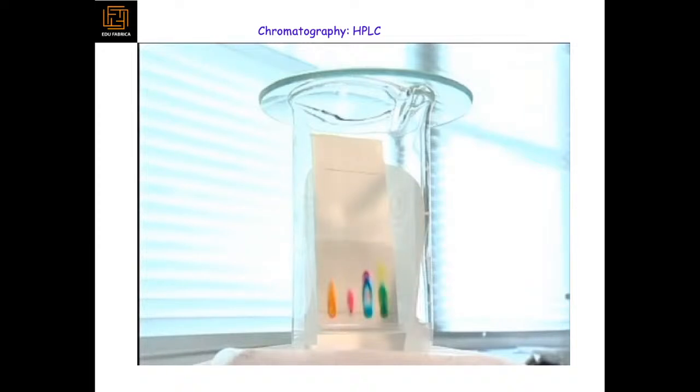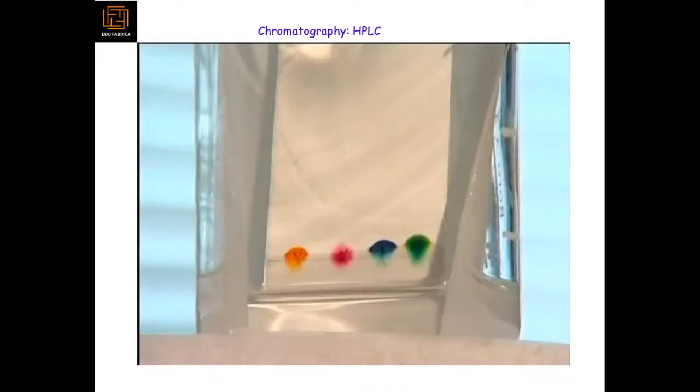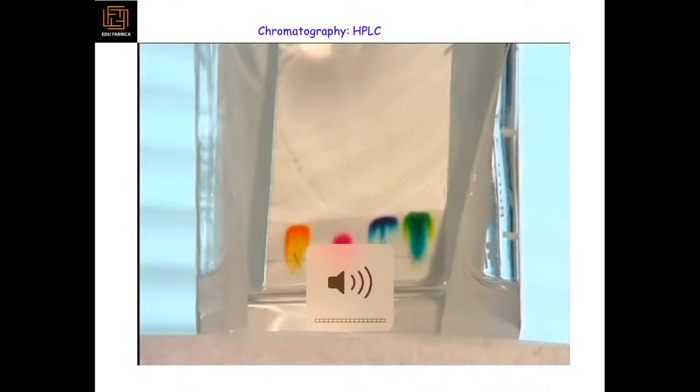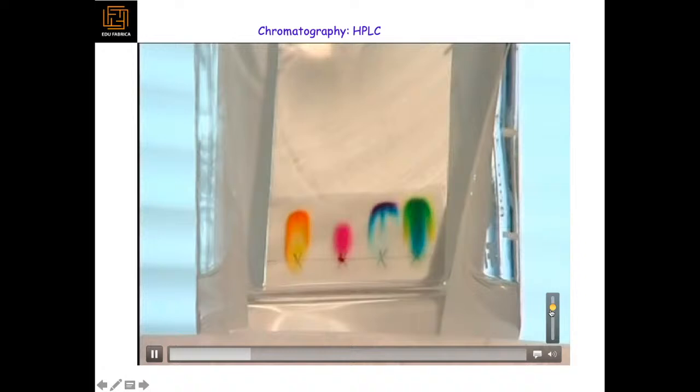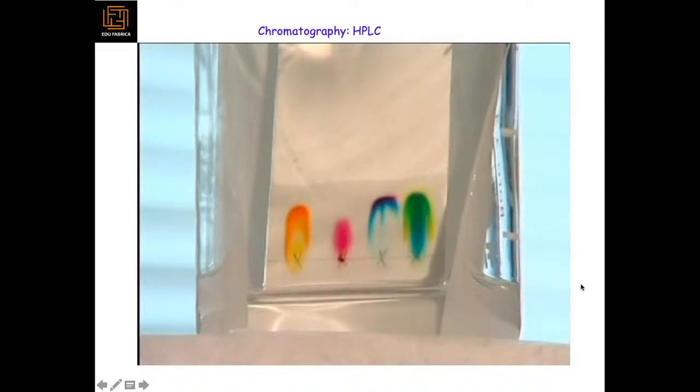The mobile phase carries different components of a mixture, called the sample, along with it at different rates. How fast each one moves depends on its relative affinity for the mobile and the stationary phases. For example, if the mobile phase is more polar than the stationary phase, the more polar components of a mixture will tend to move more quickly than the less polar ones.